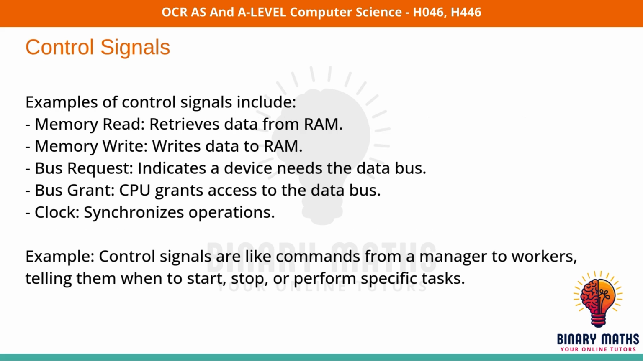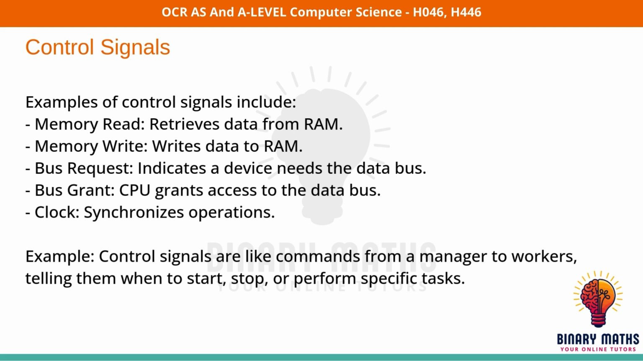Control signals are essential for coordinating the activities of the computer. Examples include memory read, which retrieves data from RAM, and memory write, which writes data to RAM. There are also signals like bus request and bus grant, which manage access to the data bus, and the clock signal, which synchronizes operations. Control signals are like commands from a manager to workers, telling them when to start, stop, or perform specific tasks.